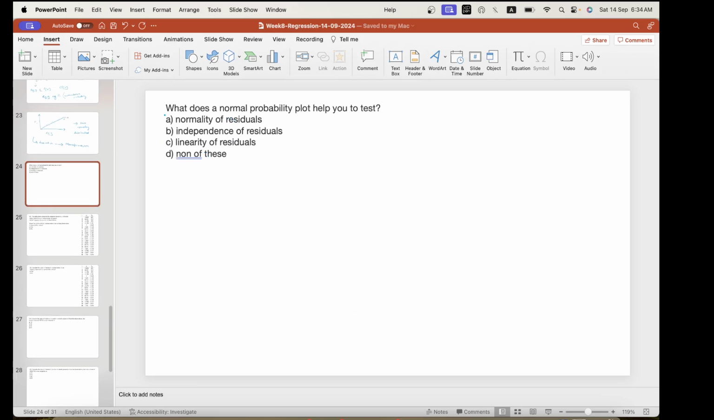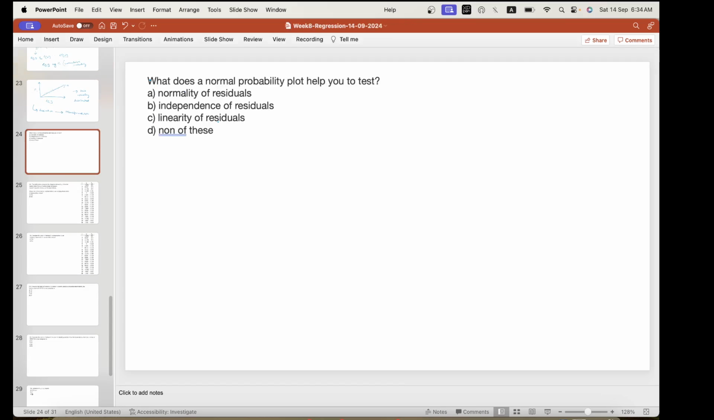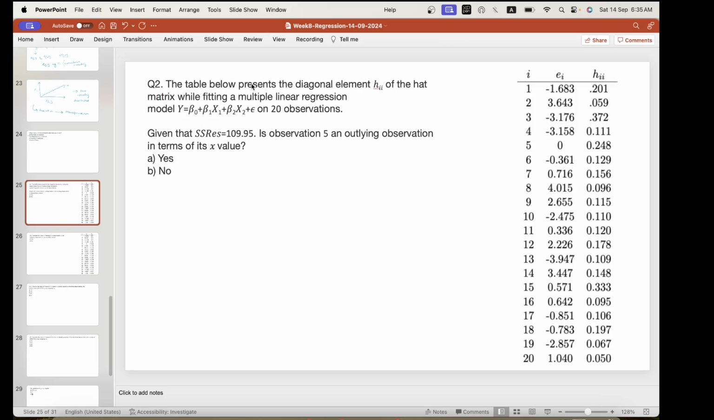The first question that comes here is: what does a normal probability plot help you to test? It helps us to test the normality of residuals. Okay, moving on.